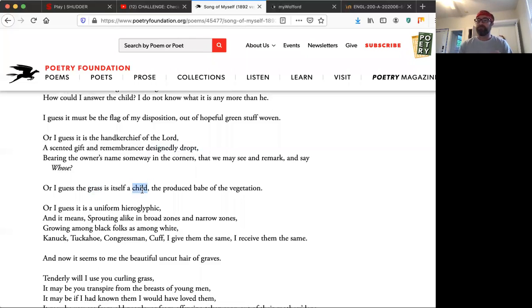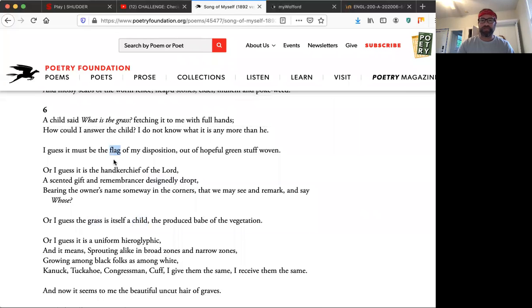So he tries again. Itself as a child. Oh, okay. Fair enough. What's grass? Well, it's like a child. It's a babe of the vegetation, right? So in and of itself, the grass becomes a child. So as we see, the images kind of change. It goes from flag to handkerchief to child. So this is a big jump.